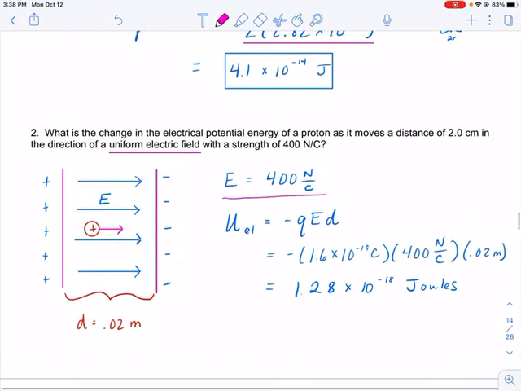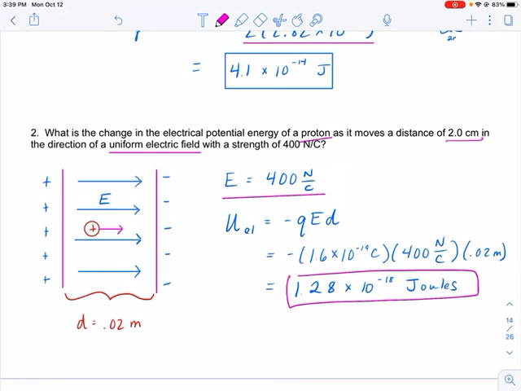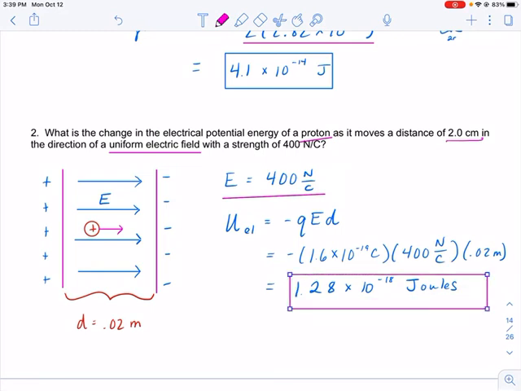I know they give me the magnitude of the electric field. It's a proton, so I know the charge on it, and I know the distance. So I simply plug those in and solve for the energy stored by doing that. By the way, if the proton moves to the right, then I know that the proton is losing that electric potential energy. All right, those are your notes on electric potential energy.